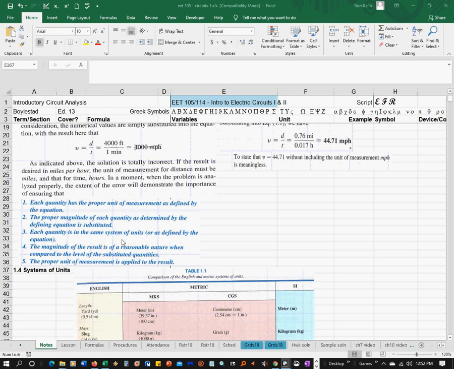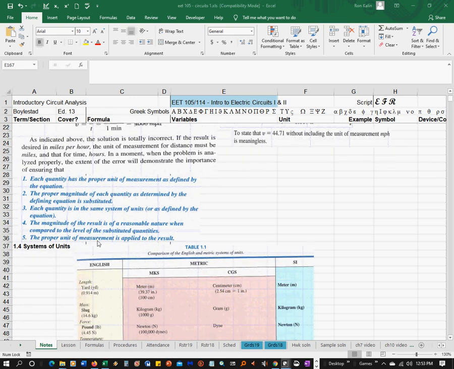Each quantity is in the same system of units, which is what we just talked about. The magnitude of the result is of a reasonable nature when compared to the level of the substituting quantities, meaning you're not getting an outrageous number. You're not getting a really huge or really small number, something that makes sense. I mean, use common sense. The proper unit of measurement is applied to the result. So if we're talking about voltage, we're not going to answer in amps or watts.